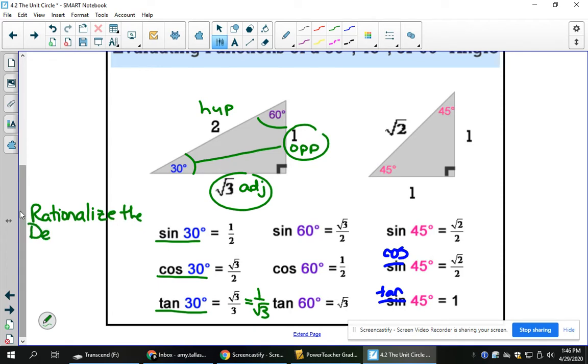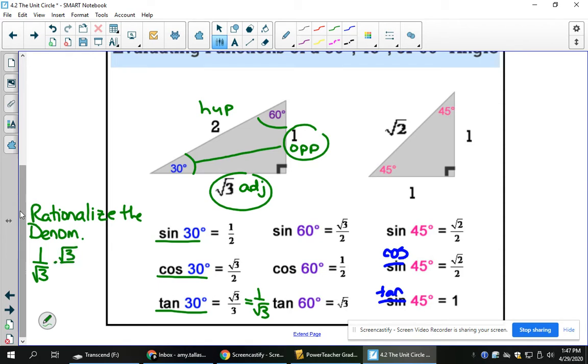Another grade 11 skill that we taught you. 1 over root 3 has a radical in the bottom. We don't like to work with radicals in the bottom, and when I show you the unit circle values, you'll see why it's more purposeful to not use a radical in the bottom. So how do we get rid of that?